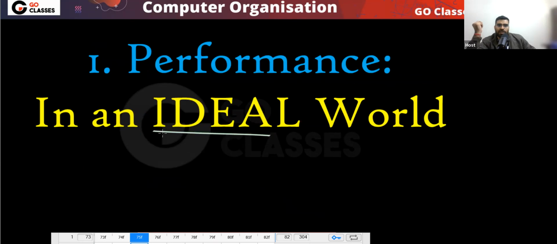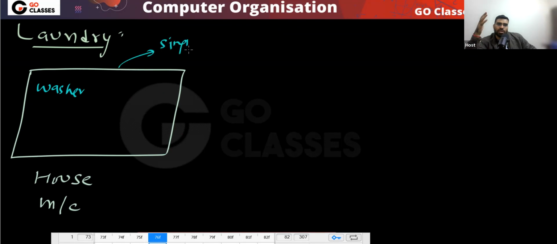In an ideal world, what will happen? See, let's consider this laundry example. This is your house washing machine. In the house washing machine, you have a washer. All the components are in the same machine, right? So this is a single machine. You can notice this is a single hardware, a single machine.